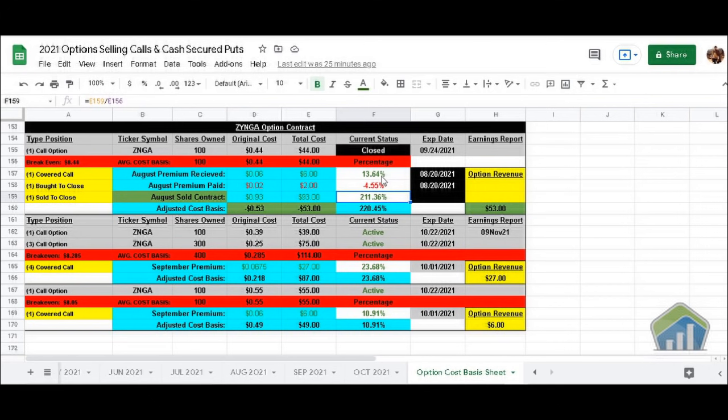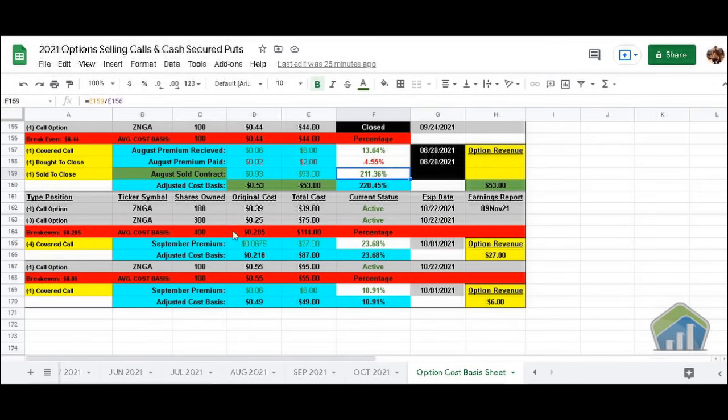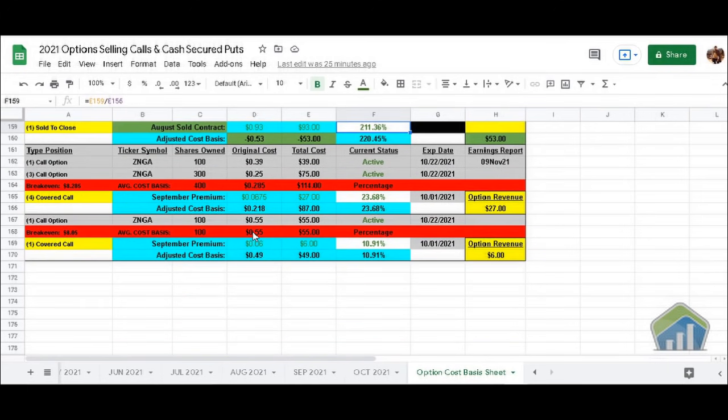So 13.64%, negative 4.55%, positive 211.36% equals 220.45%. This is now closed. This deal is done, right? This was August. We go into our September deal, which is what I was just talking to you guys about.